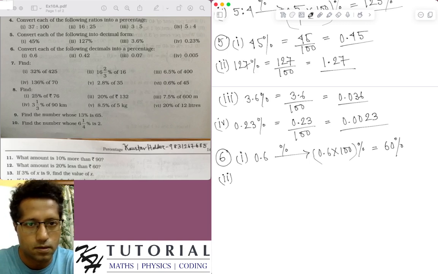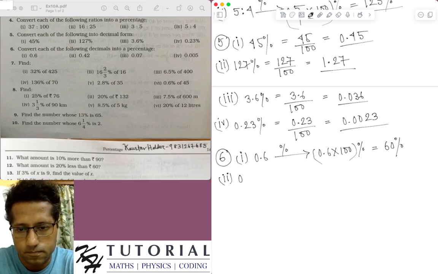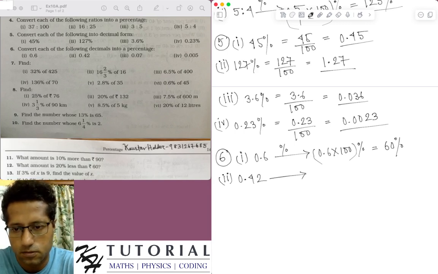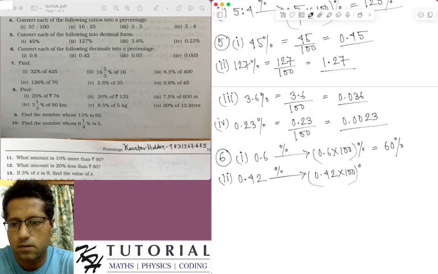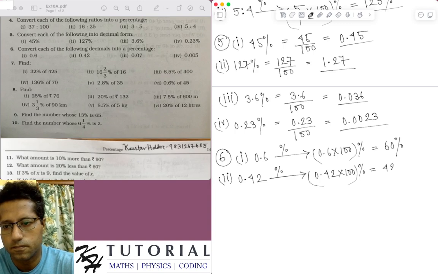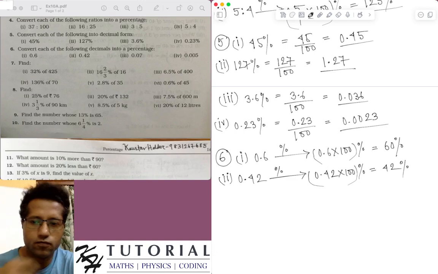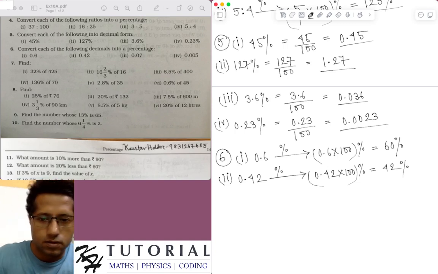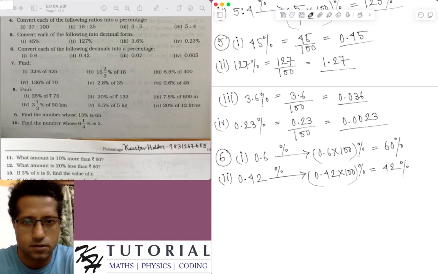Part 2, 0.42 is the decimal number. If we want to convert this to a percentage, we just multiply with 100, and this is 42 percentage. 0.42 into 100 is 42. Okay, let's do 6, part 3.